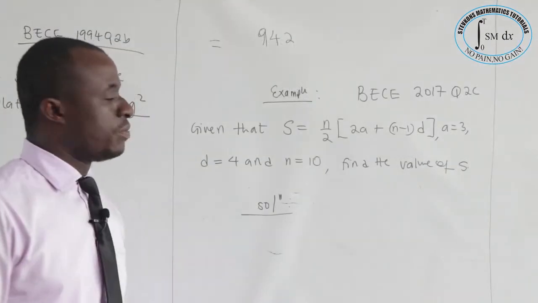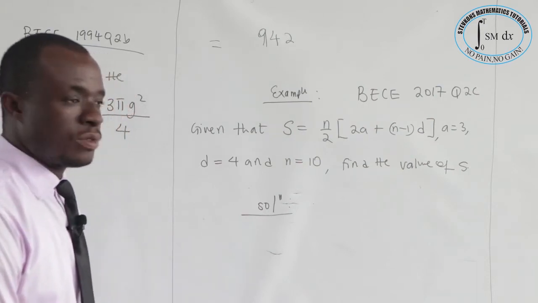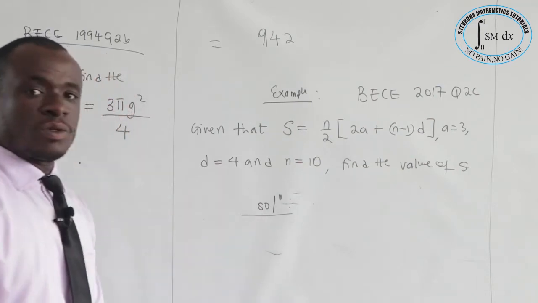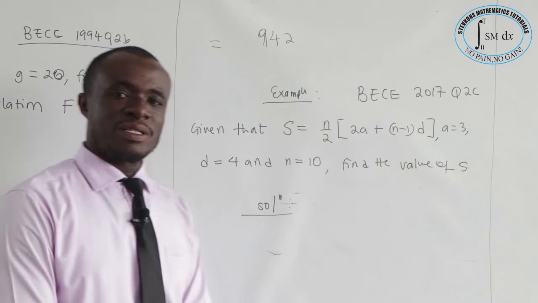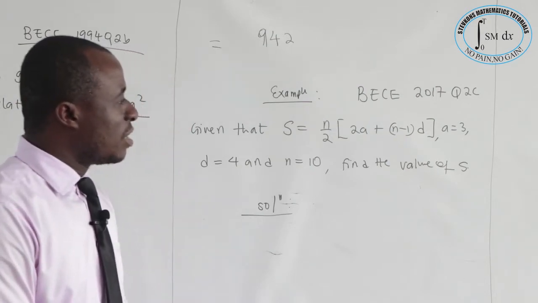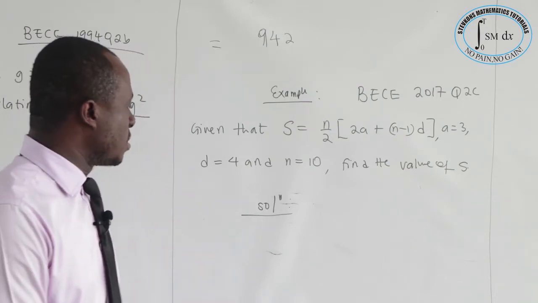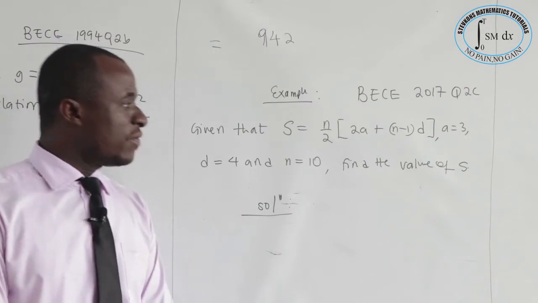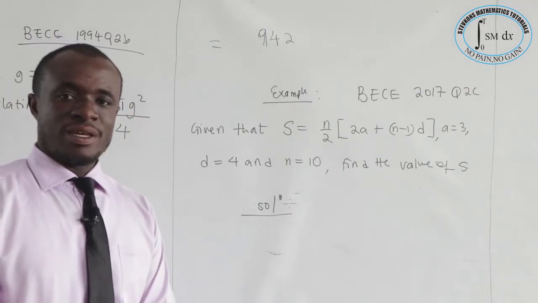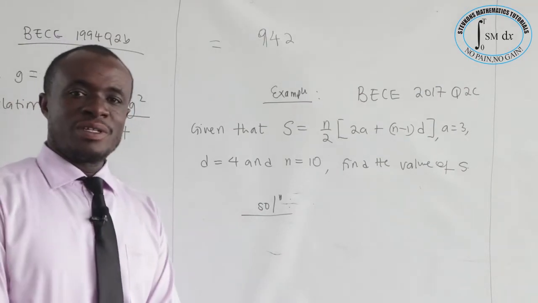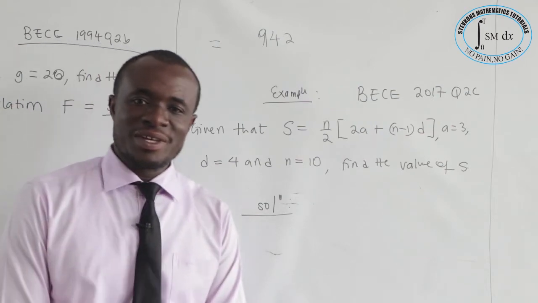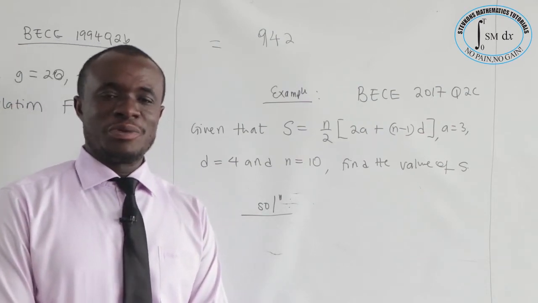There's another example, BECE 2017, question 2c. Given that S is equal to n over 2 into bracket 2a plus n minus 1 d, where a is 3, d is 4, and n is 10, we should find the value of S. Now, this is a formula for the sum of an AP. When you get to SHS, you'll be introduced to it.